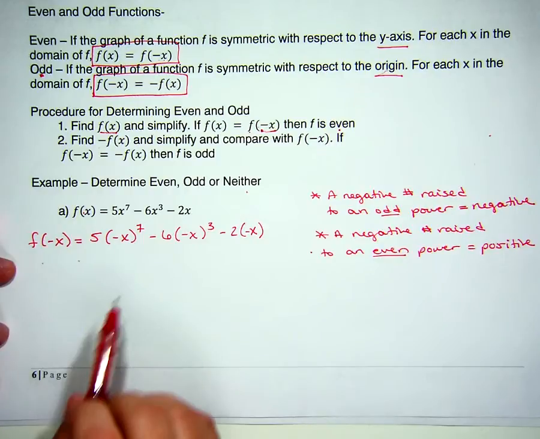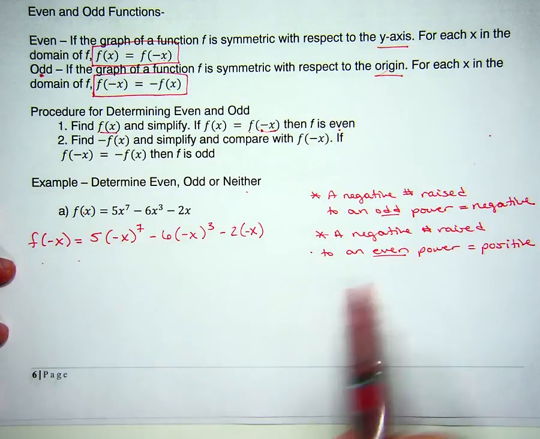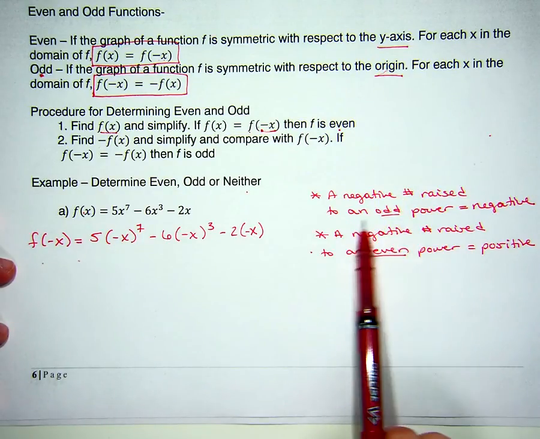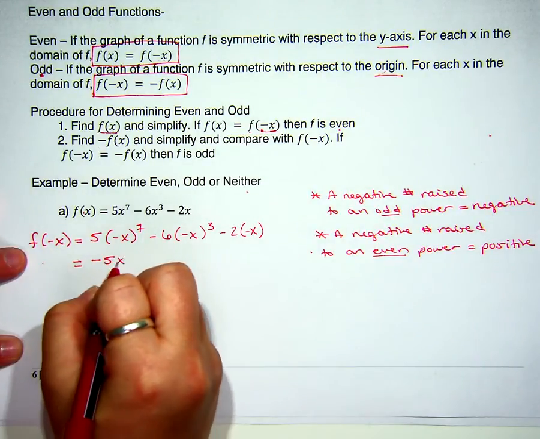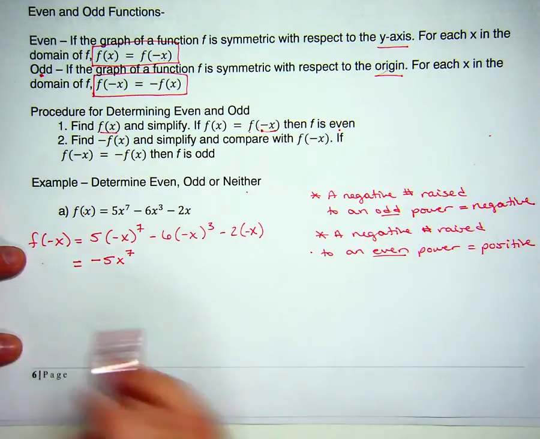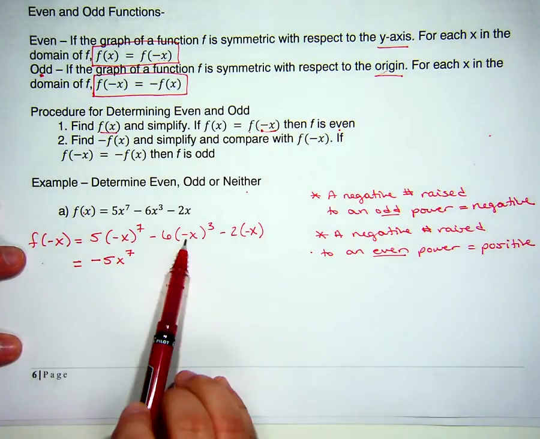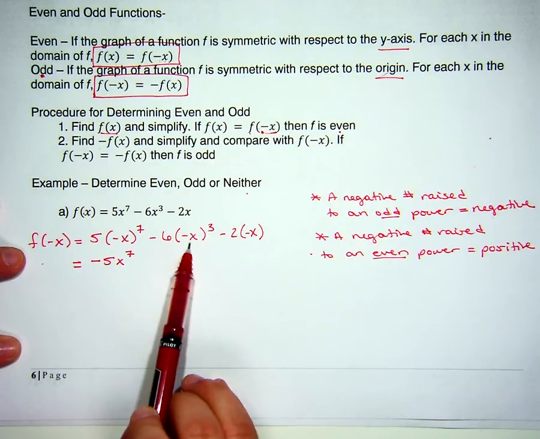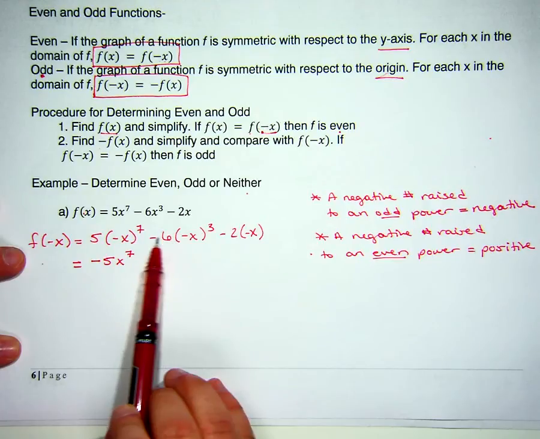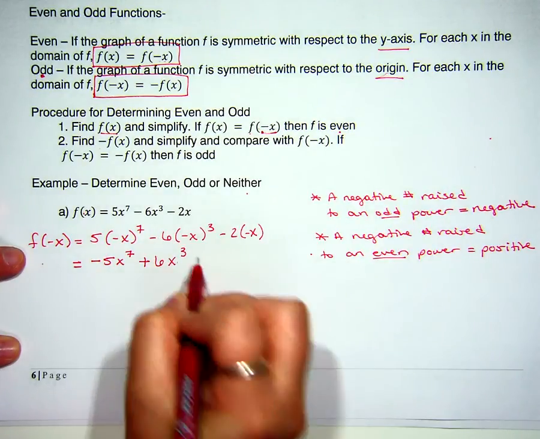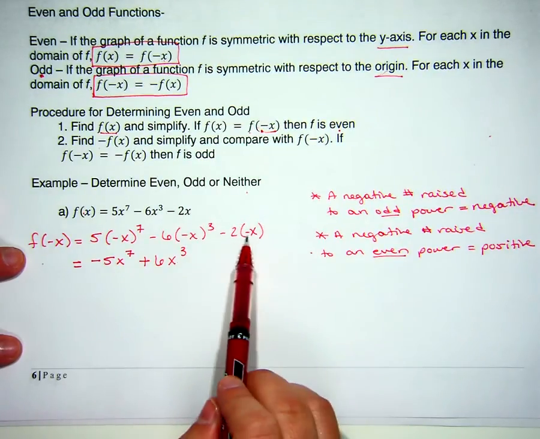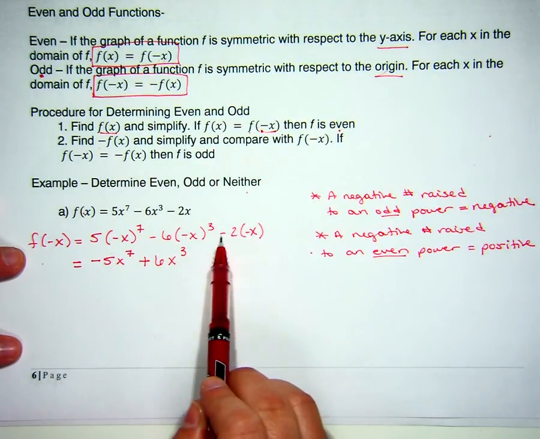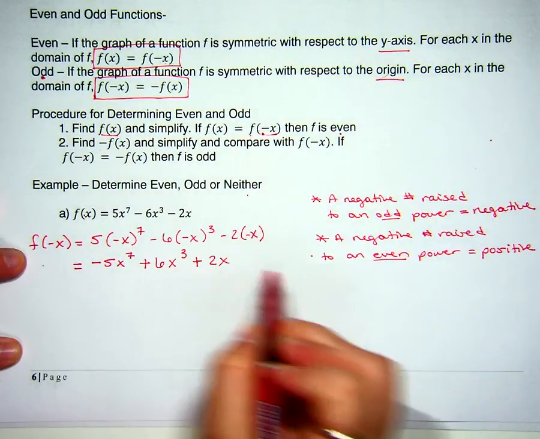So here I have a negative x raised to an odd power. Negative number to an odd power. Let's go check. Negative number raised to an odd power is negative. So that says that this is going to be a negative 5x to the 7th. Here I have another negative to an odd power. Therefore this is negative. This piece is negative times this negative gets me a positive. Be careful with that one. This is negative times negative. That is a positive.